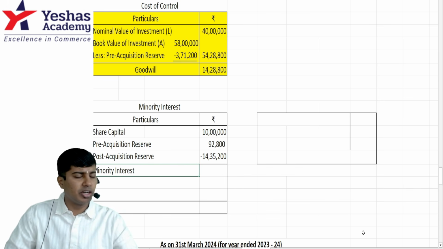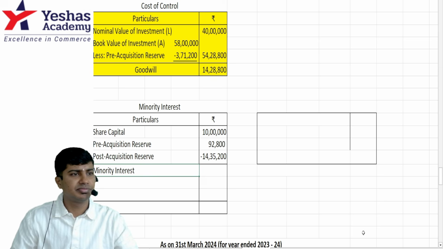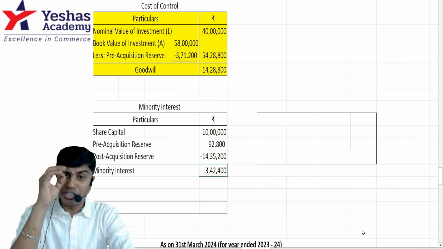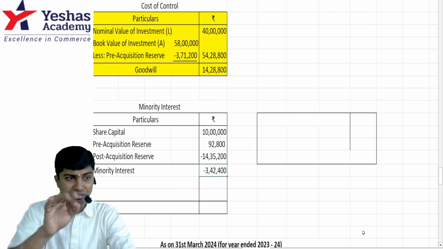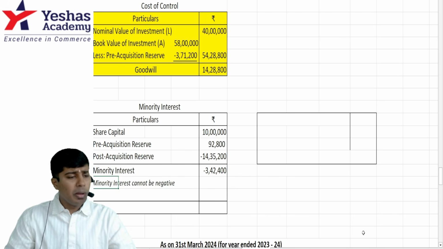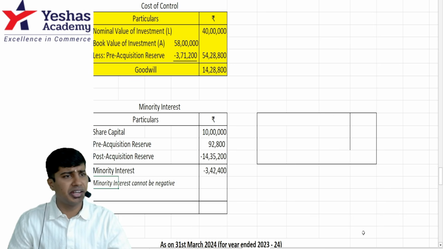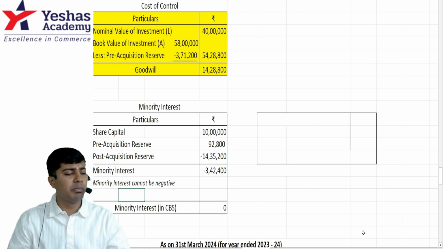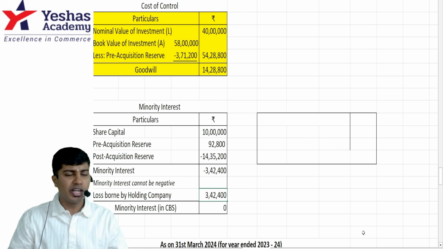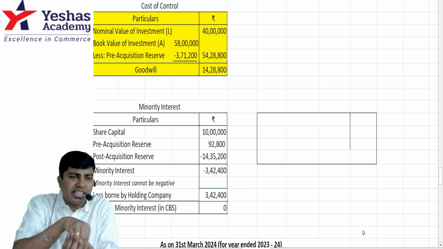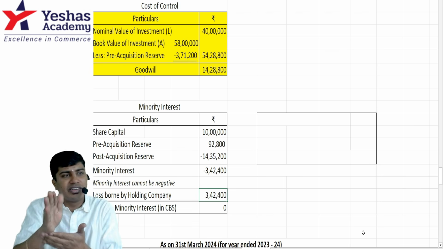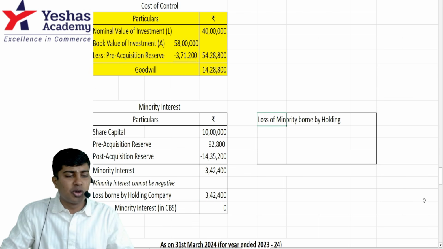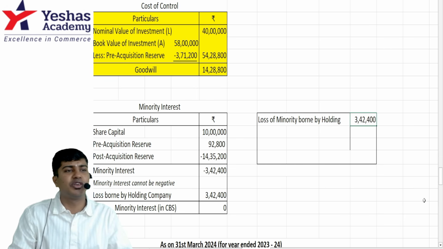Now tell me how much is minority interest. Minus 3,42,400. So still the minority interest is negative. Can you write negative? No. Minority interest cannot be written negative. So that minority interest has to become zero. So the loss will be borne by holding company. How much? 3,42,400. Is it in this 22-23 342,400 or till the end of this year? Loss borne by minority till the end of this year is 342,400.